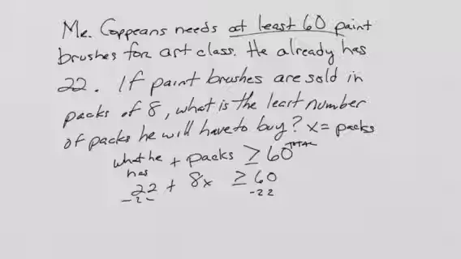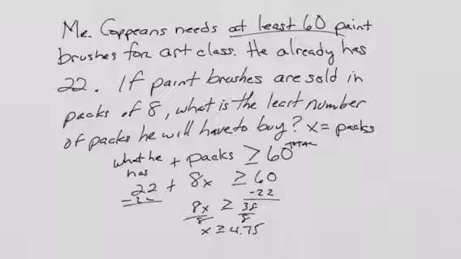So what he has is 22 plus 8x is greater than or equal to 60, as this is his total he needs. We're going to subtract 22 from both sides. That seems familiar. It's kind of scary, isn't it? Like we've done this problem before. And this time we get 8x is greater than or equal to 38. Divide by 8, divide by 8. X is greater than or equal to 4.75. So let's think about, what does our answer mean this time?